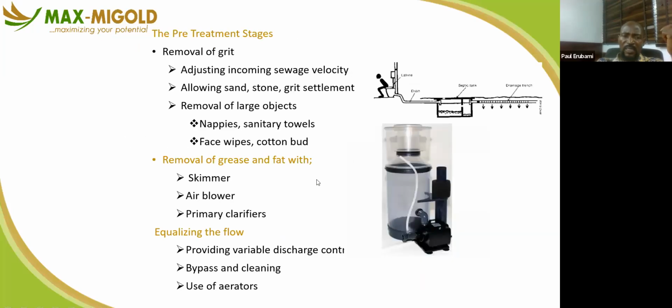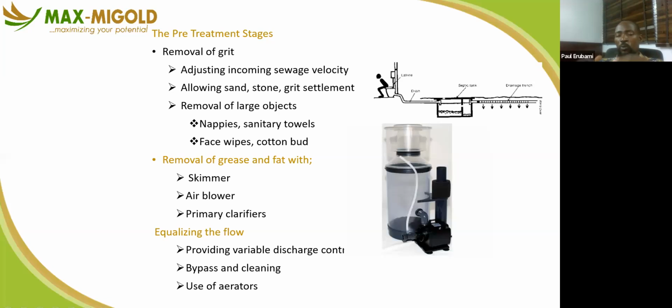Then part of the treatment is removal of grit. You adjust the incoming sewage velocity, allowing sand, stone, and grit to settle. So the next stage is what we call sedimentation. That is where you allow large objects like your stones and pebbles to settle at the base of the basin. Napkins, sanitary towels, face wipes, cotton, you remove all those.